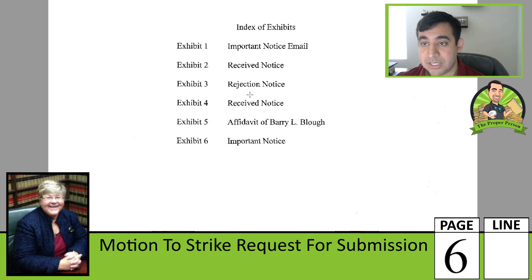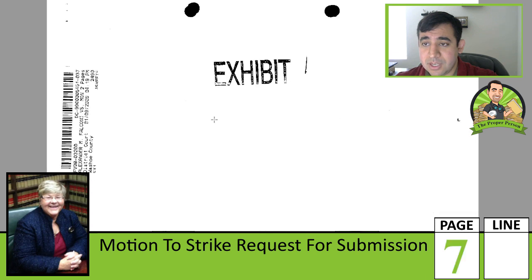Oh, let me take a quick look at these. So we have the email notice, and we have 2 rejections, a received, an affidavit, and another notice. This is probably just communication between the attorney and that program that she signed up for. Scroll down. Exhibit 1 divider.